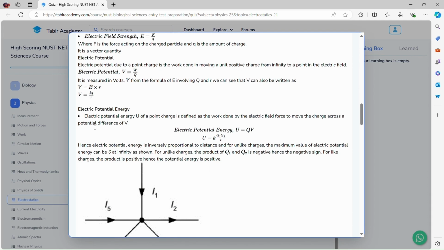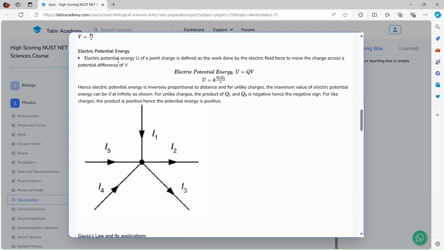V equals kq over R, or kQ over R. Electric potential energy U of a point charge is defined as the work done by the electric field force to move the charge across a potential difference of V. Electric potential energy U equals QV, U equals k Q1 Q2 over R.